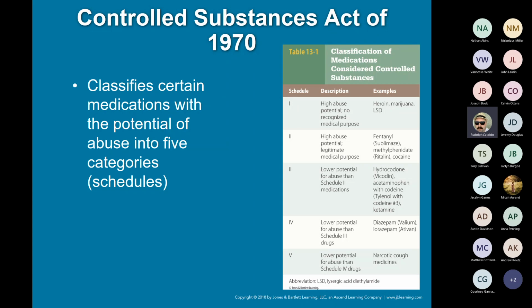Well, if you look at Schedule 1, that example there, it has marijuana listed. Marijuana has been proven to improve certain conditions. So they're actually trying to repeal this and have marijuana removed out of a Schedule 1 category. Schedule 2 is going to be still pretty high abuse potential.